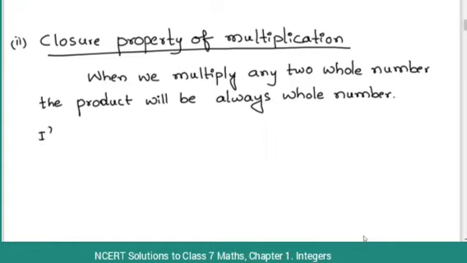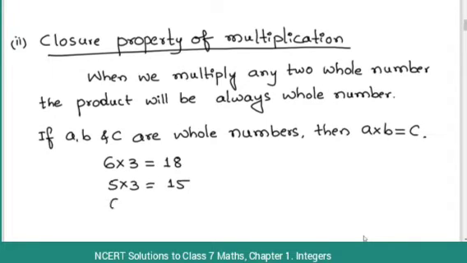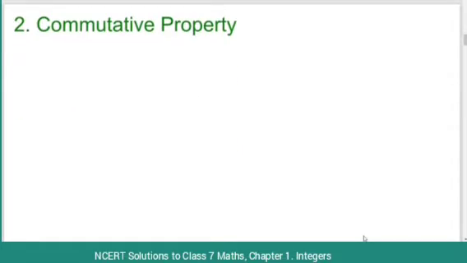We will take some examples. If A, B and C are whole numbers or positive integers, then A into B is equal to C. 6 into 3 is equal to 18. 5 into 3 is equal to 15. 6 into 5 is equal to 30. 2 into 5 is equal to 10. So these are some examples. Whenever you multiply whole numbers, you will get a result as a whole number.